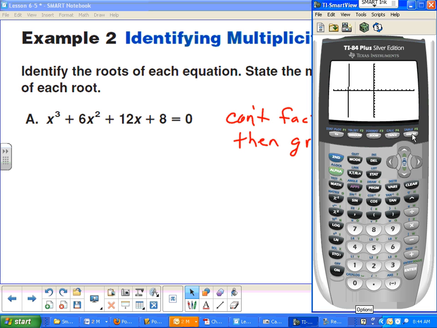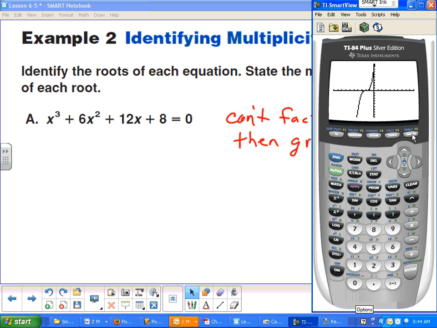Did I type that in right? No, I'm wondering. X cubed plus 6x squared plus 12x plus 8. Oh, there would be my problem. 8. There we go. Much better. Okay. So how many places does this cross the x-axis? Hard to tell, isn't it?